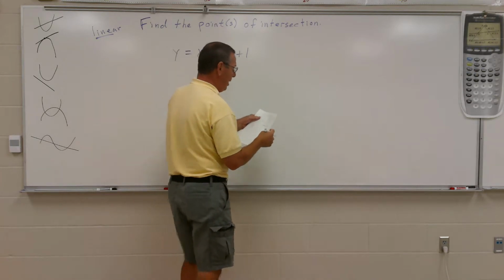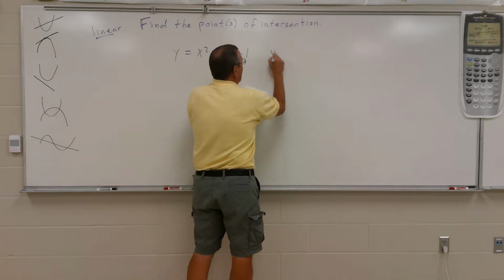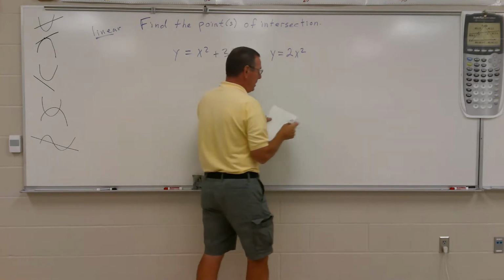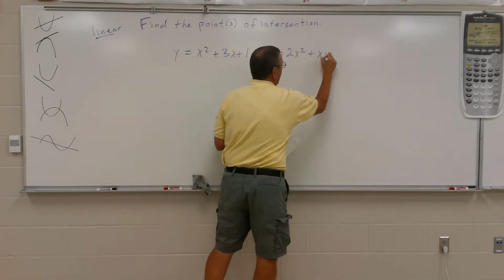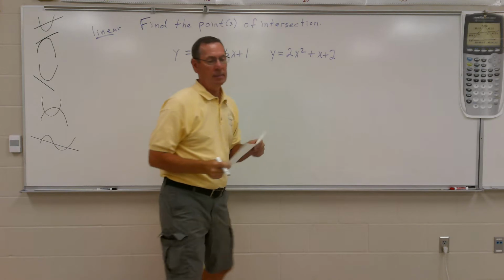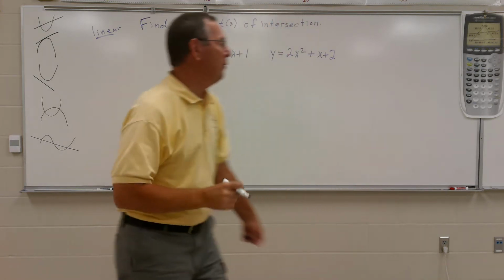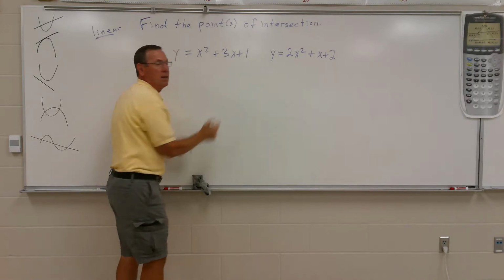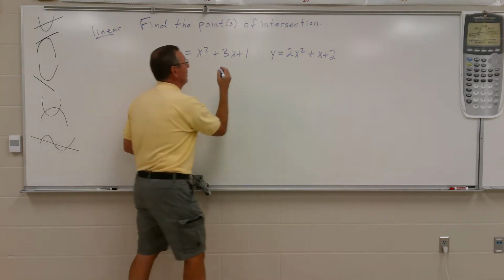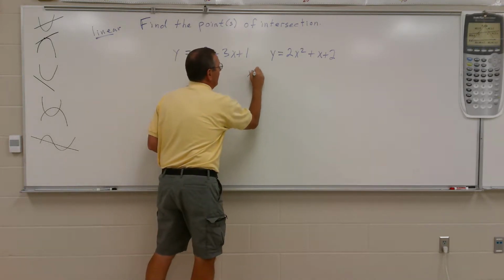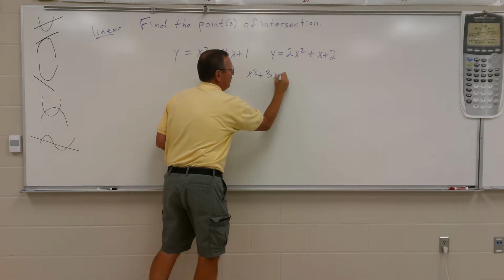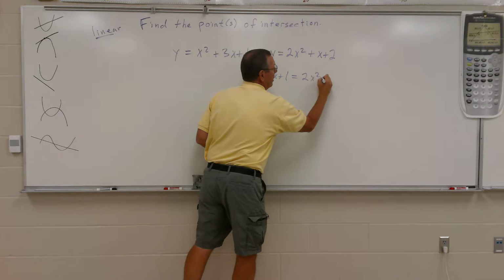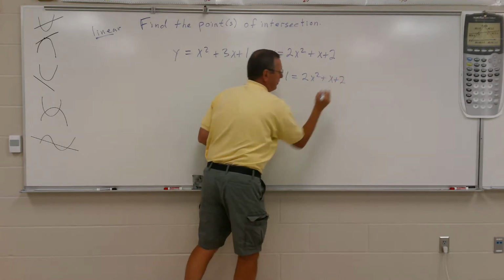Okay, my second parabola is y equals 2x squared plus x plus 2. Okay, two parabolas, now to find the points of intersection. Again, notice that they're both equal to y, so we can set them equal to each other. So x squared plus 3x plus 1 has to equal 2x squared plus x plus 2.